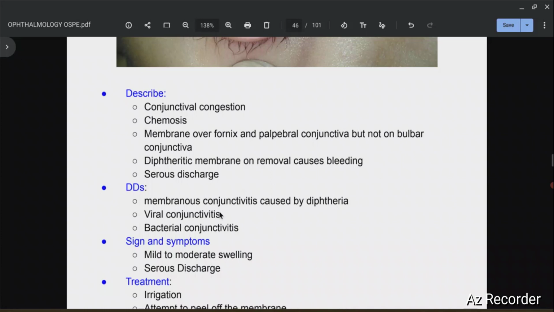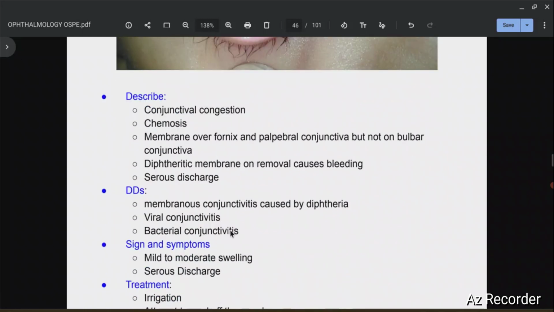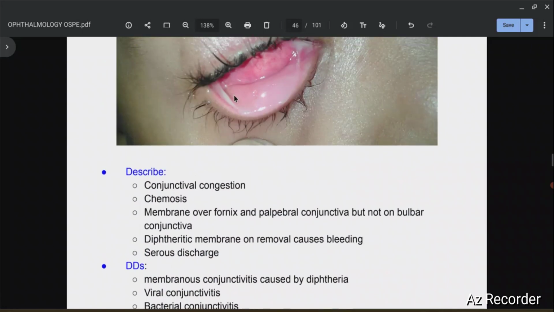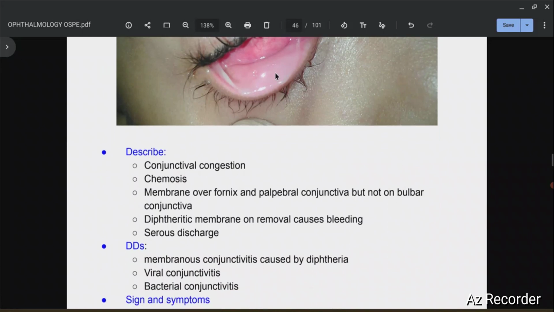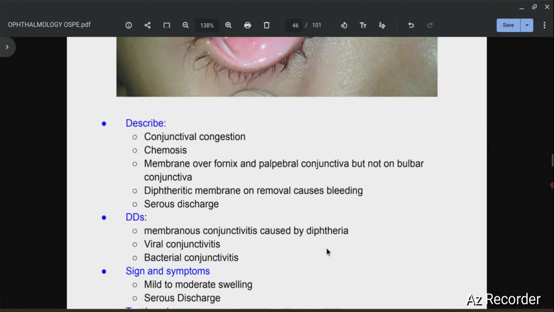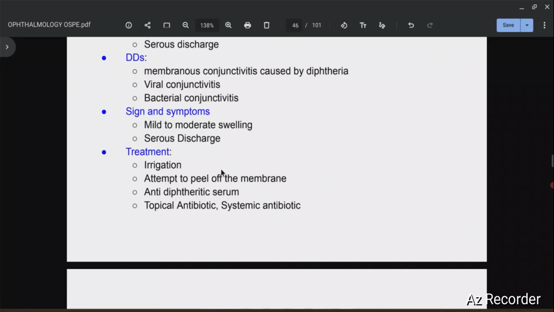This can be viral conjunctivitis. Why? Because if the person doesn't have membrane formation and there is only serous discharge, you'll be thinking of viral conjunctivitis more than diphtheric conjunctivitis. But if the membrane is there, you'll be thinking of diphtheric conjunctivitis, obviously. This can be bacterial conjunctivitis because of the pink look, but if a membrane is there, the diagnosis is membranous conjunctivitis caused by Corynebacterium diphtheriae. Signs and symptoms: mild to moderate swelling, serous discharge, and obviously membrane formation. Treatment: irrigation.